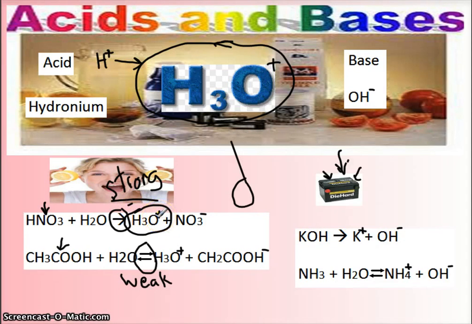Acids taste sour, like lemons and pickles. Pickles are not acidic, but they are soaked in vinegar. And the indicator actually tests for H3O. So when you have things like litmus paper, which is going to test the acidity of something, it's testing how much H3O is there.